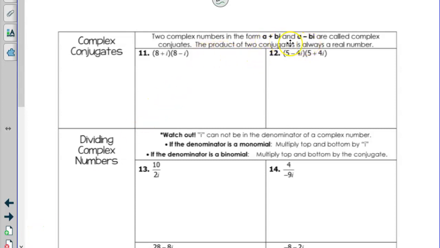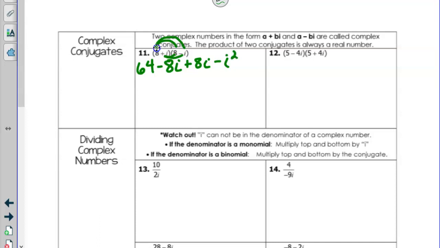bi and a minus bi. That's called a complex conjugate, when your a's match and your imaginaries match, but one's positive, one's negative. So we're going to go ahead and see what happens, although some of you might already know, because of this pattern. A times A is 64. Then we get minus 8i plus 8i. And then negative i times negative i gives me minus i squared.